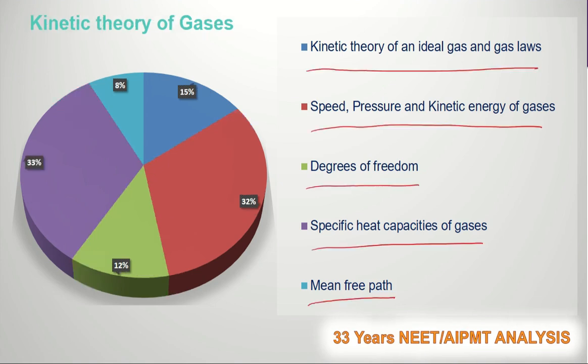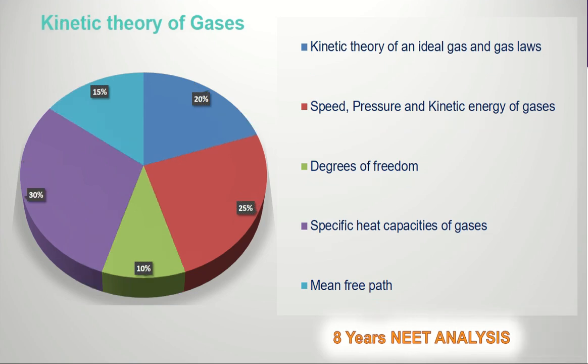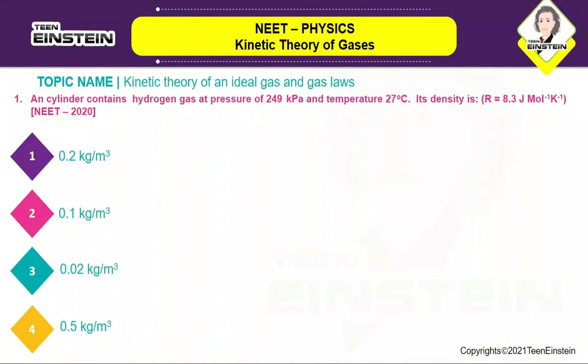If you just have a look at the previous one, for the past 33 years, the majority of the questions were coming from specific heat capacity of gases and speed, pressure, and kinetic energy of gases. In a similar way, for the past 5 years also, if you see the trend, the majority of questions were coming from the same two. So in this video, we will try to solve sample problems for all the 5 subdivisions, and importance has been given to these two specific subdivisions: speed, pressure, and kinetic energy of gases, and specific heat capacity of gases. Okay, so let us move on to the first question.